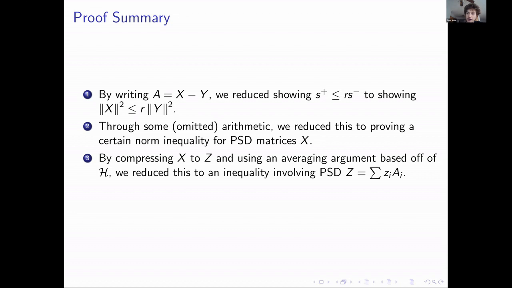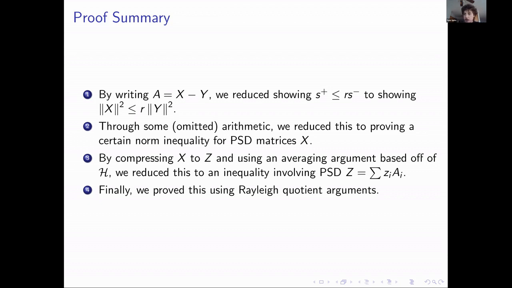We replaced X by the matrix where it can code this norm squared. And then we did an averaging argument based off of this pseudo association scheme to reduce the problem to proving an inequality for PSD matrices, which are the span of these AI matrices. And finally, we just proved this directly using the Rayleigh quotient. This proves the main theorem that we wanted, which implies the fractional result.